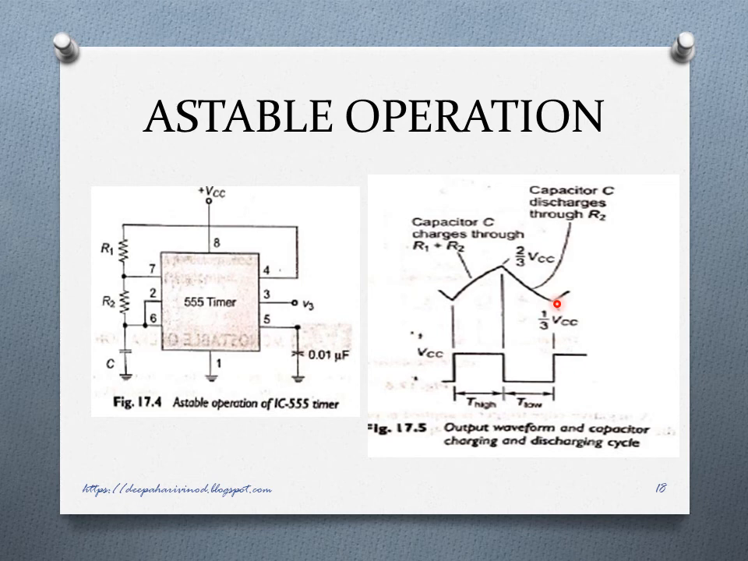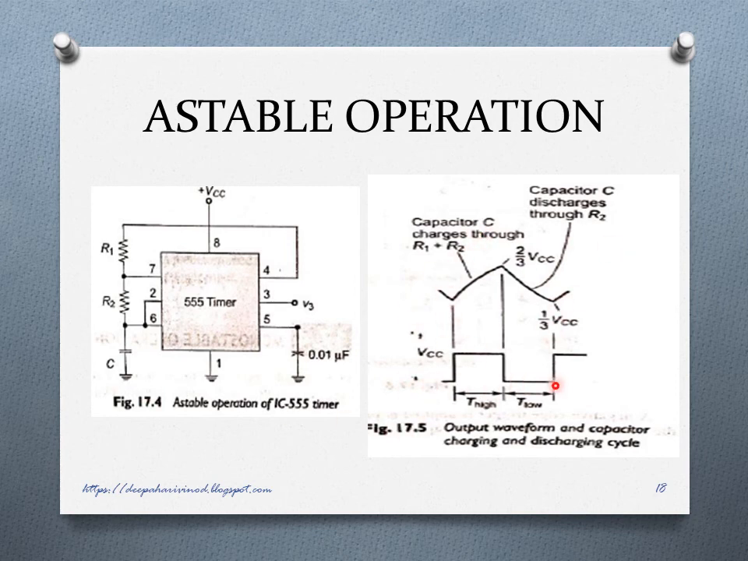The output at pin 3, that is at this point, becomes high and the transistor goes off. The capacitor now begins to charge through R1 and R2. So when the output is high, the transistor goes off and the capacitor starts charging through R1 and R2, and the time constant tau 1 equals R1 plus R2 into C. The process then repeats continuously. The output waveform on the capacitor charging and discharging is seen here.